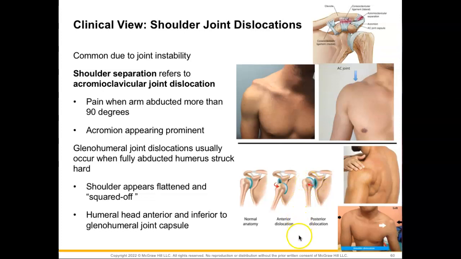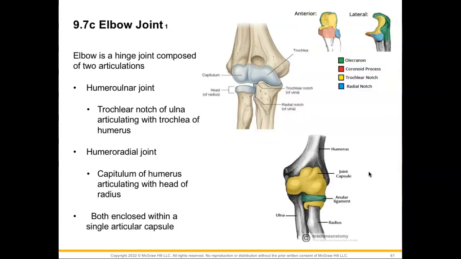So I wanted to show you the difference between these. This photo down here is showing you an anterior dislocation. So you can almost see that rounded area where the humeral head is. And then here you could see a posterior dislocation, again, with that rounded head, this time facing posteriorly. And now let's move on into the elbow.